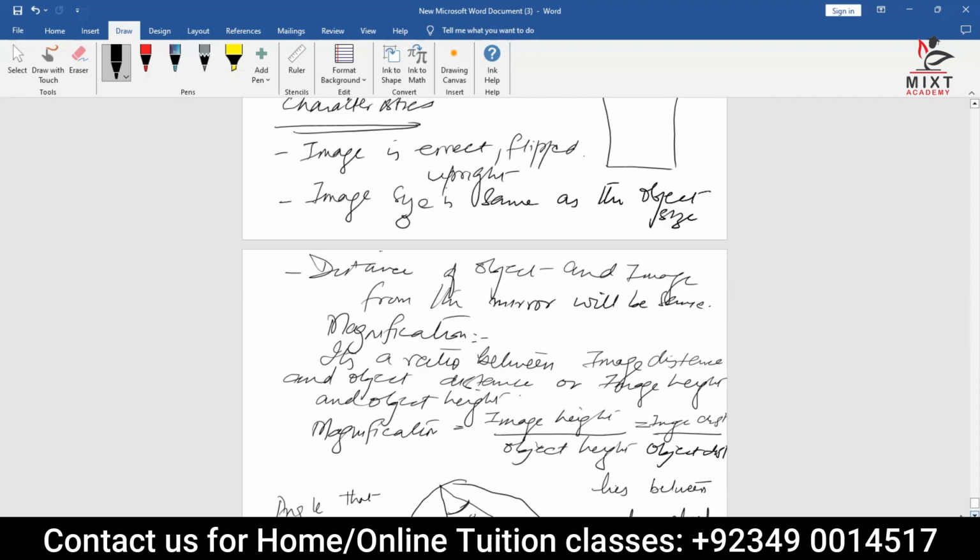There is no unit for magnification because it's a ratio between the same quantity. We just denote it by a number. That's it. There is no unit for magnification. It's a ratio, so we just call it a number. This is just a number. Okay.